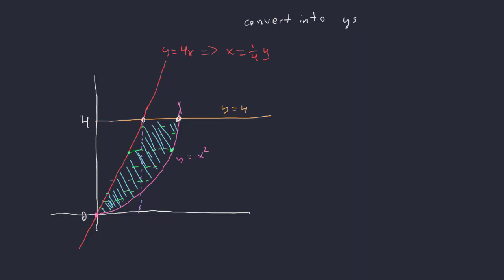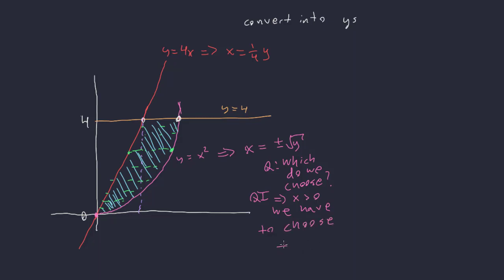Okay, and then here, y equals x squared gives me x is equal to plus or minus the square root of y. So then the big question is, which one do we choose? Is this a plus square root y or negative square root y? Well, the answer is, since we are in quadrant 1, that implies that x is positive. Well, if x is positive, that means we have to choose the positive one. Okay, so this curve becomes x is equal to the square root of y. And that should be everything we need.